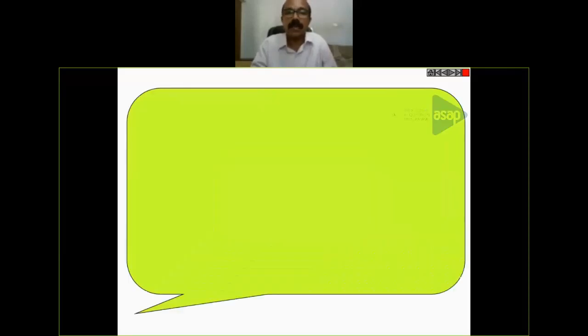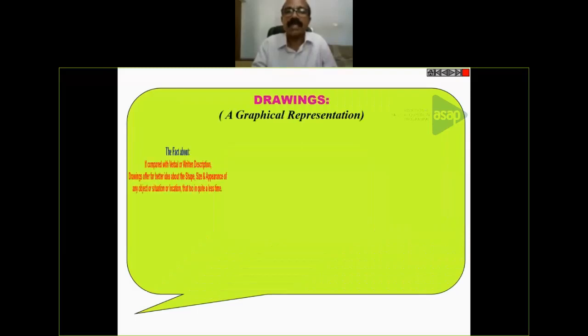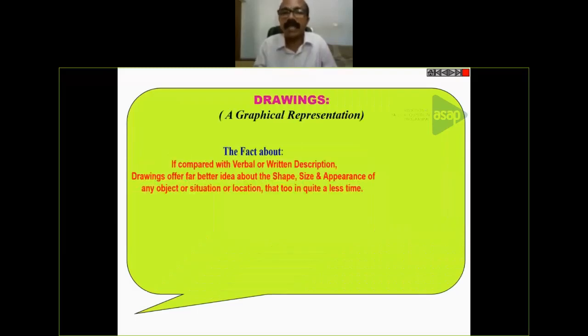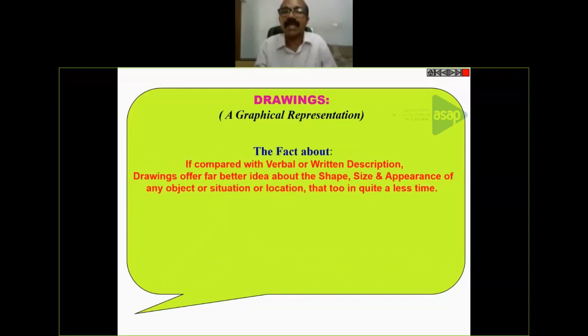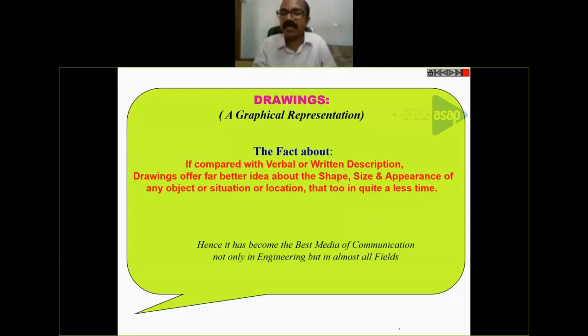For that, first we can go through certain drawing classifications. First one, drawing is a graphical representation. The fact about drawings, if compared with a written description, is that drawings offer a far better idea about the shape, size, and appearance. Any object or situation has to be inquired about a lesser number of times. Hence, it has become the best medium of communication, not only in engineering, but in almost all fields of life.